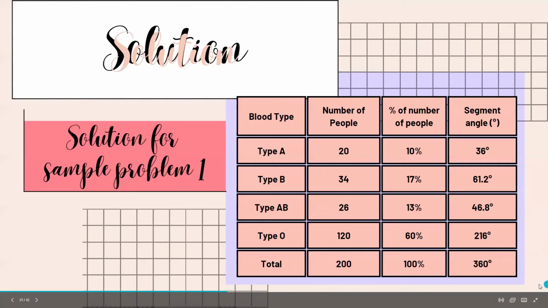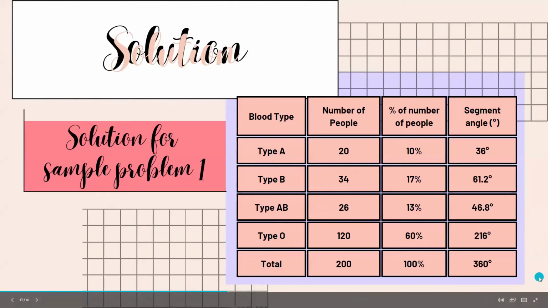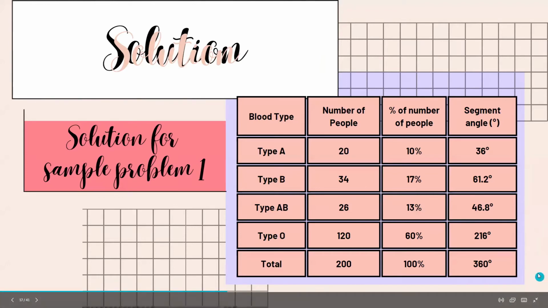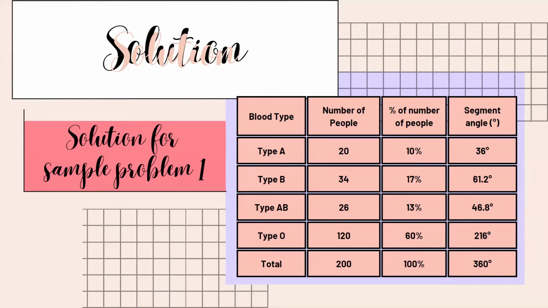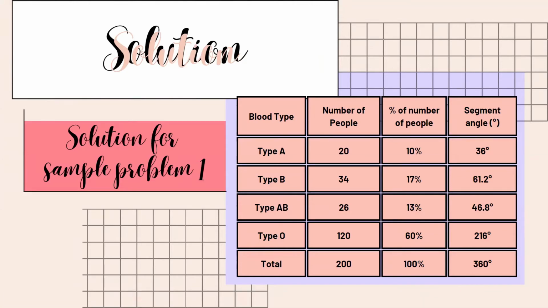In here, we can see all the percentages of number of people and the segment angles. For blood type B, we will use 34, which is the number of people. 34 over 200 times 100 is equal to 17%. For type AB, 26 over 200 times 100 is equal to 13%. For type O, 120 over 200 is equal to 60%.